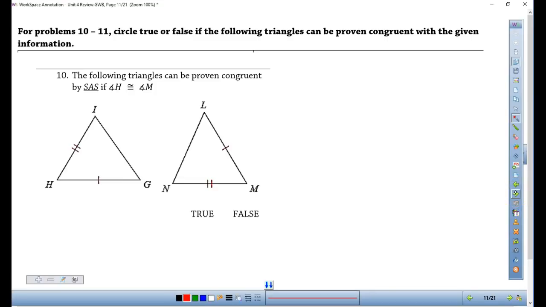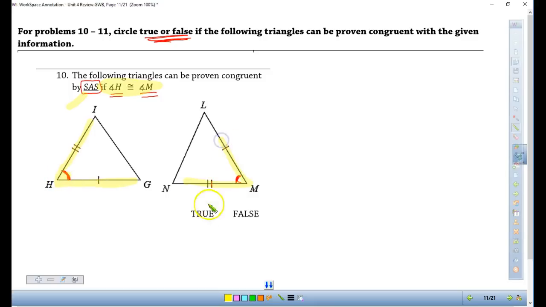Alright, for numbers 10 and 11, we're going to say true or false if they can be proven congruent with the given information. So the following triangles can be proven congruent by SAS if angle H is congruent to angle M. So first I'm going to add that to the picture. Angle H is congruent to angle M. So we've got to make sure we read it, because if there's an if, then they're telling us to add some information. So does SAS work now? Let's see. SAS. Two sides with an angle in between them. Looks like it works. So that's a true.